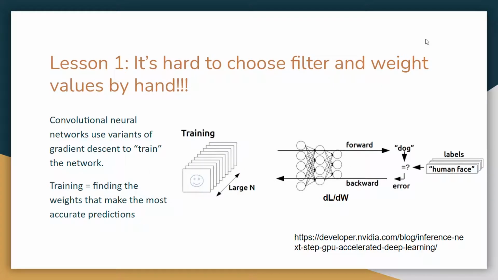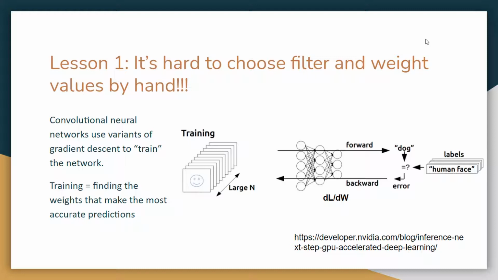It's hard to choose a filter and weight values by hand, right? And this is the whole point of a neural network in general, and that is that we can train it. What do I mean by training? Training means that the neural network can use a different optimization method to find for us the best filter and weight values. It will go and try different weight values until the difference between the label and your prediction has the lowest error or the lowest loss value.